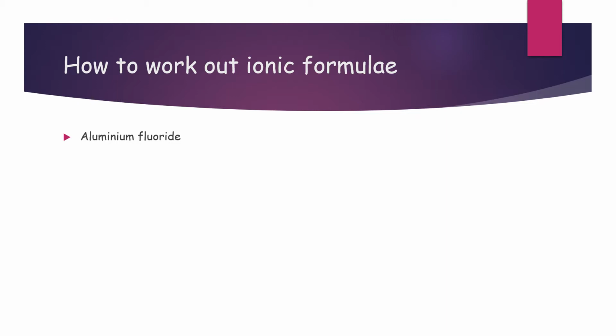Now let's try another one. This time we're going to try aluminium fluoride. Once again, you have to know your valencies. So this is Al3+, and fluoride is F−. Common multiple method. Common multiple between 1 and 3 is 3. How many 3 pluses do we need to make 3? We need 1. How many 1 negatives do we need to make 3 negative? We need 3. So it becomes AlF3.